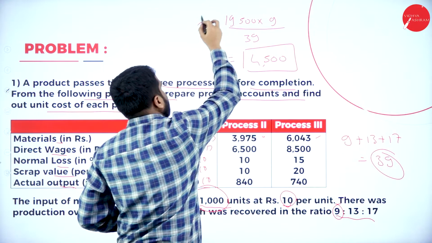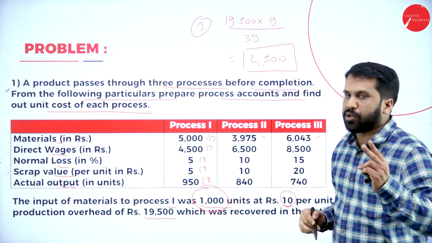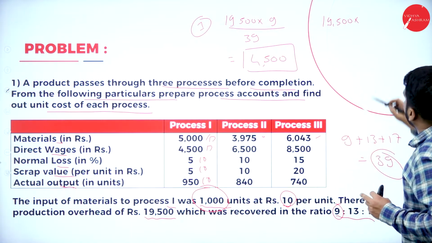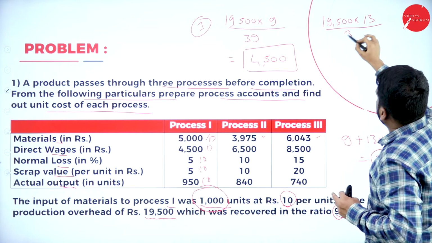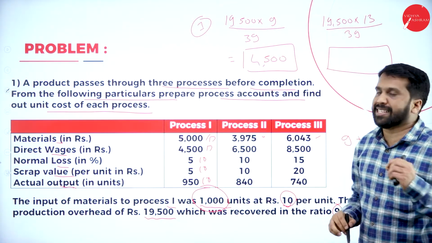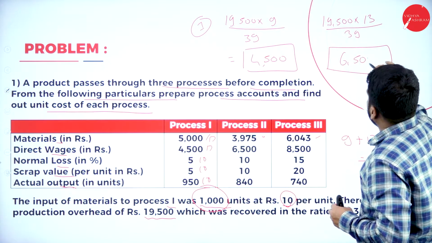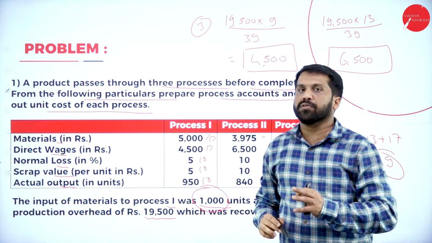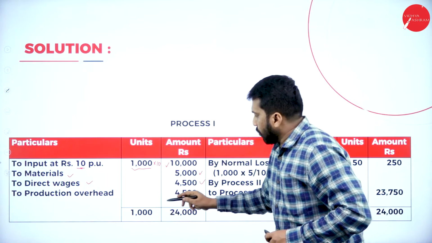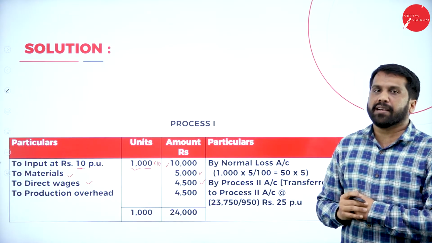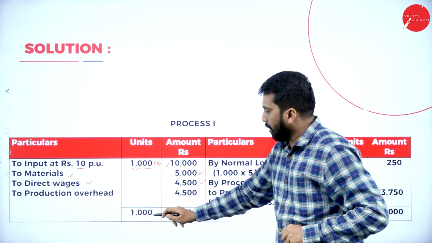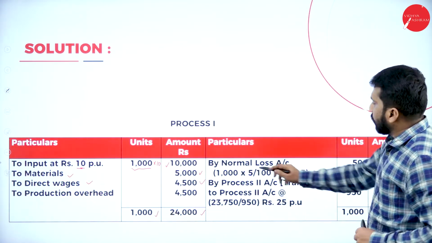This is for process 1. How do we go for process 2? Same procedure: 19,500 into 13 divided by 39. If you go with the calculation, you will get 6,500. Similarly, for process 3 also you are supposed to do. Hope you are clear? Production overhead 4,500. We are done with this? Yes. Now total this, 24,000.